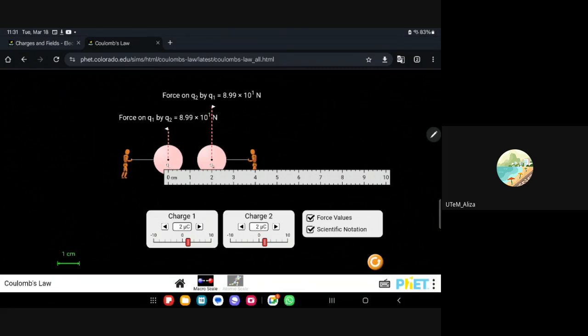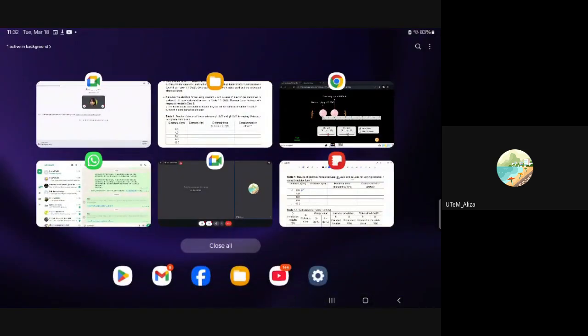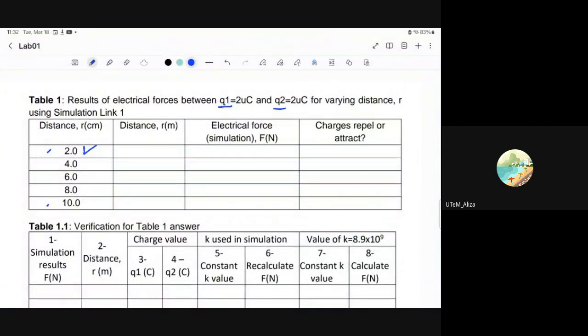So you can also try to use this scientific notation or not, depending on your preference. Okay, back to here. So you need to fill in these tables. Please use the Word document and edit in the Word file.